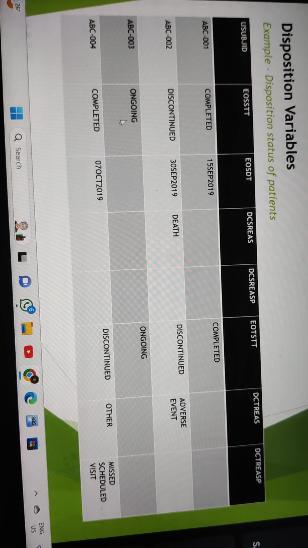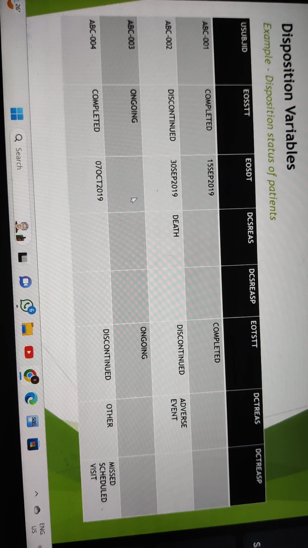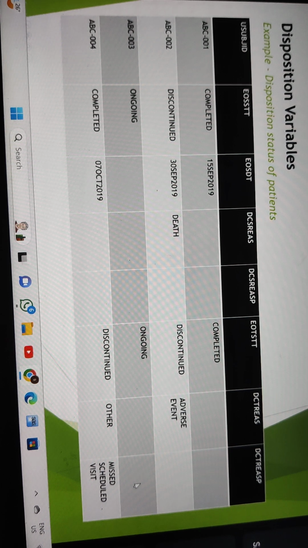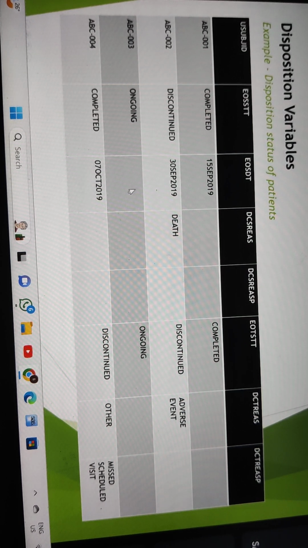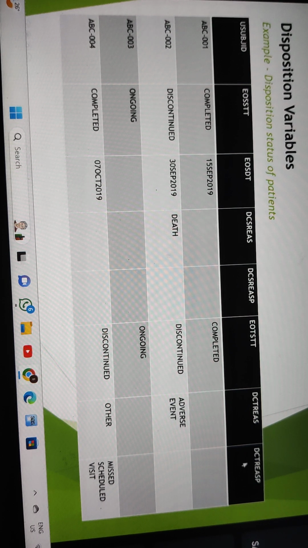The fourth subject is still ongoing, because the subject is still in the trial, so the end of study disposition information shows that. And then this other subject completed the study, but the treatment was discontinued. Why was it discontinued? The reason mentioned is other, and the specific reason is a missed visit schedule, so the subject missed the treatment schedule, that's why it's missed.